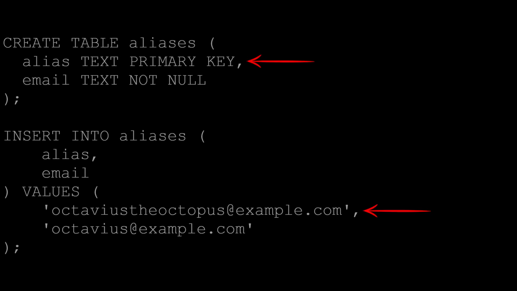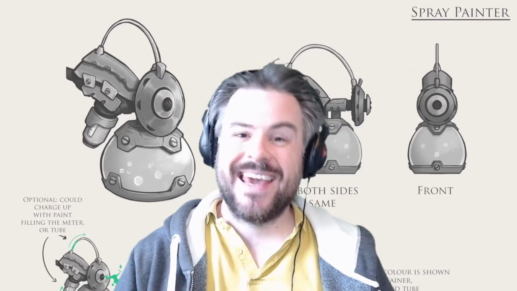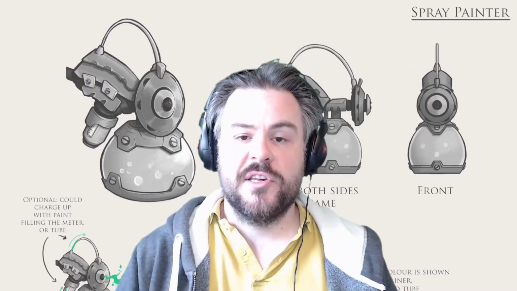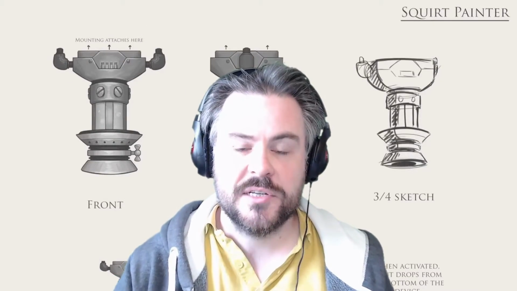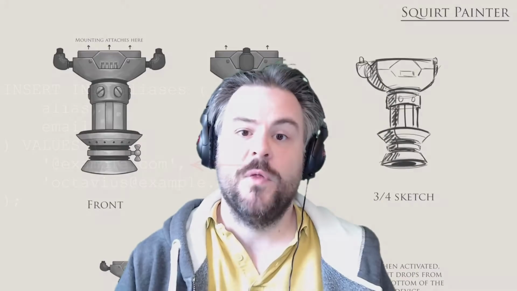The first entry, the alias, is the address of the incoming mail. So in Octavius's case, that would be Octavius the Octopus at example.com, and the email is where we want it to end up, so octavius@example.com. Now there is something you could do here if you wanted to create a catch-all email address. You could decide that absolutely any email address, anything sent to something at example.com, should end up in Octavius's mailbox. And you can do that by adding a catch-all where you add an alias that just doesn't have anything before the @ symbol like this.